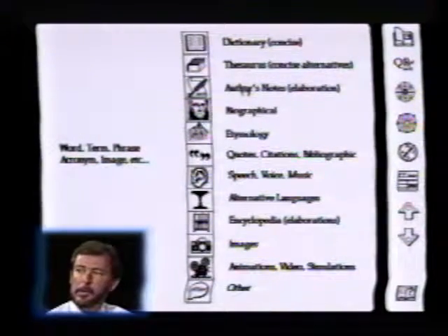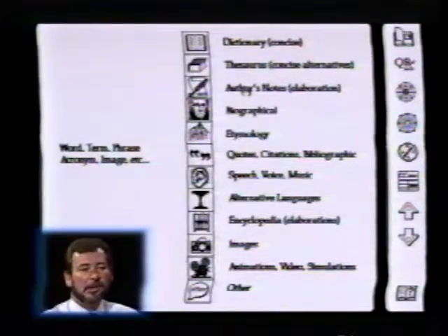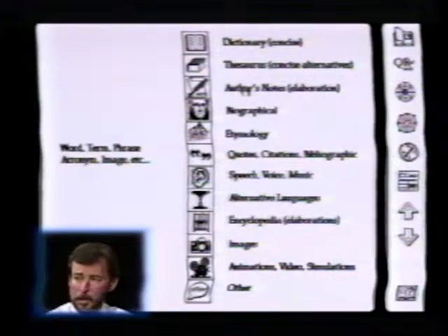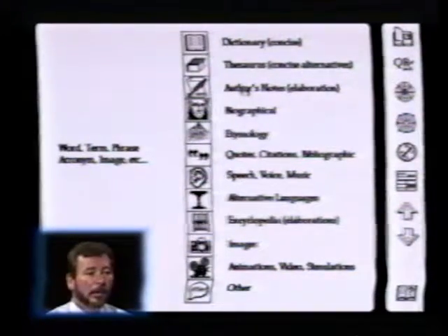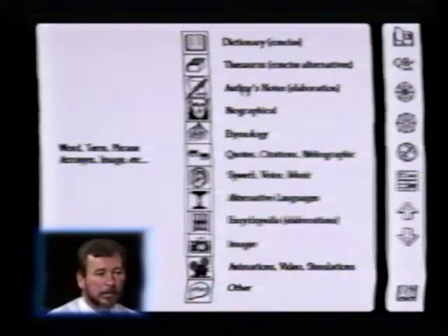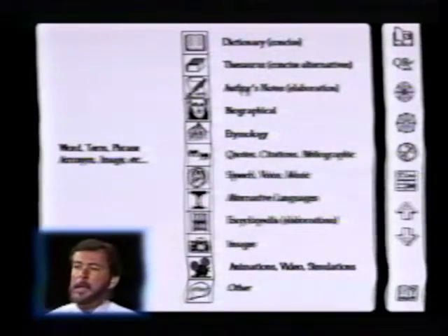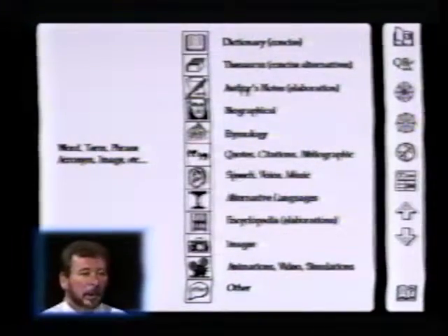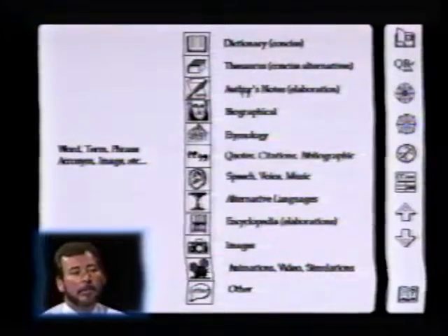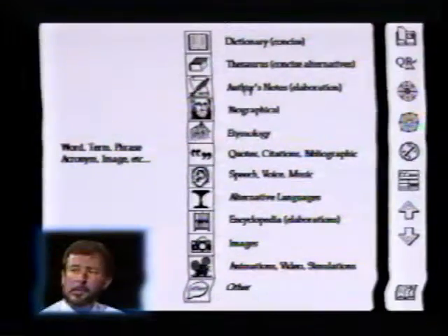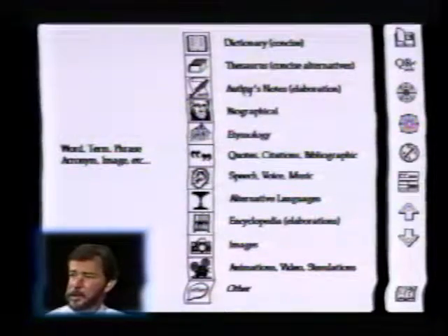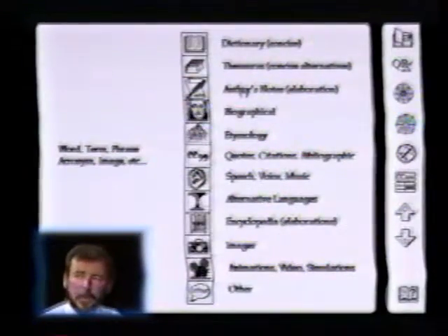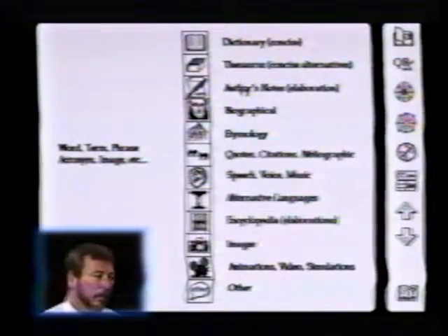Encyclopedia-like elaborations, where people would be able to go into a much more extended range and pursue a much deeper understanding than some kind of quick support to allow them to continue their flow. Images, color or black and white depending on the hardware and platform, but various images that might support them. Animations, video, simulations, or other types of reference support.